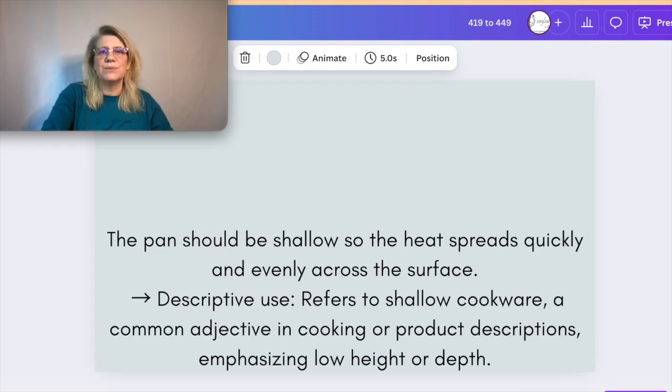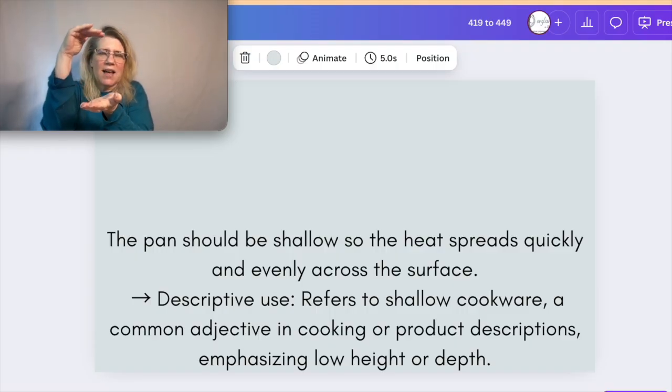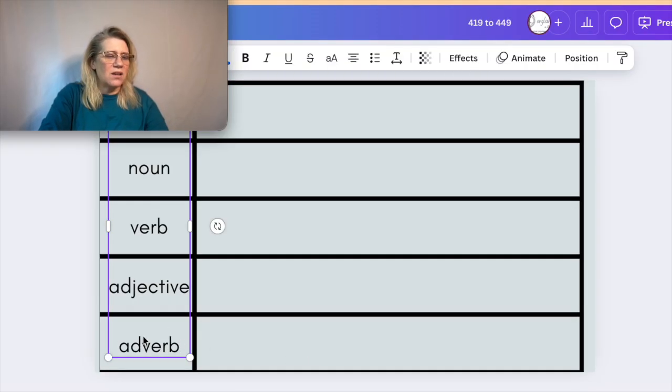He's very shallow. The pan should be shallow, so the heat spreads quickly and evenly across the surface. Here we're talking about a frying pan being shallow versus a stock pot, which is very deep. So the opposite of shallow is deep.